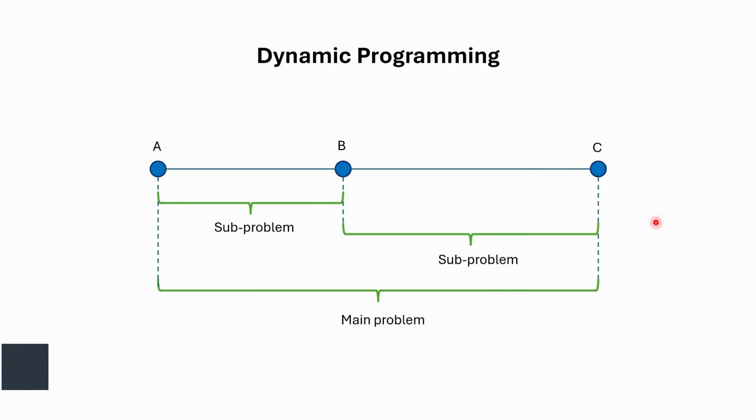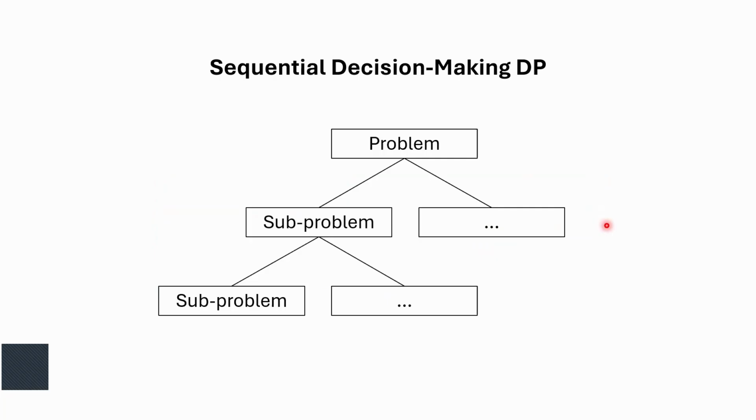And so that's the core idea of dynamic programming, that is splitting the main problem into many subproblems, and we can tackle those subproblems easily. If we further divide a subproblem into smaller subproblems, they are easier to solve. There are many types of dynamic programming approaches.